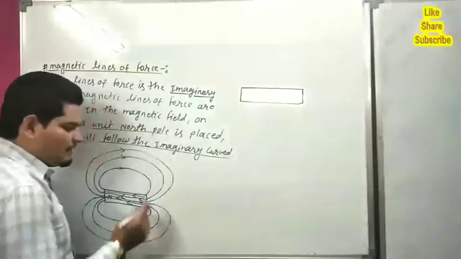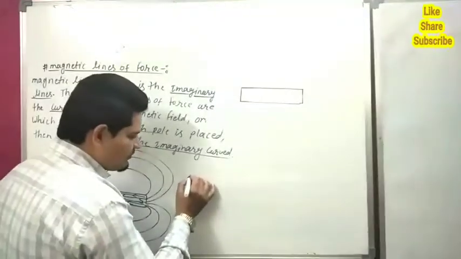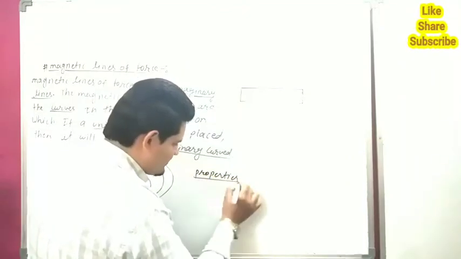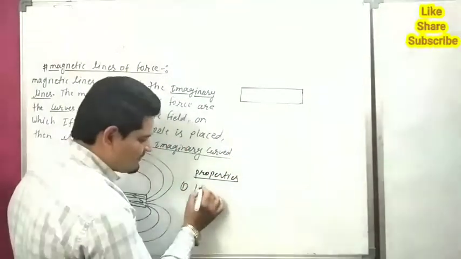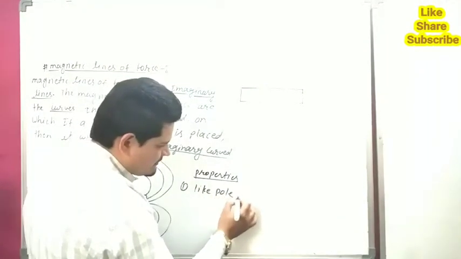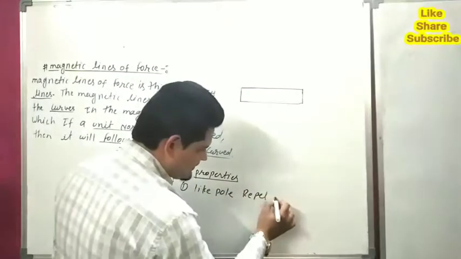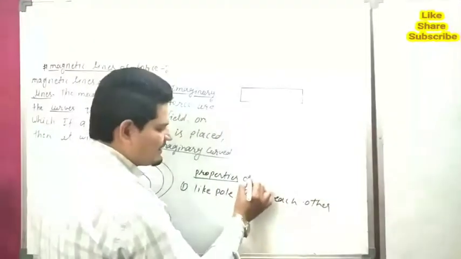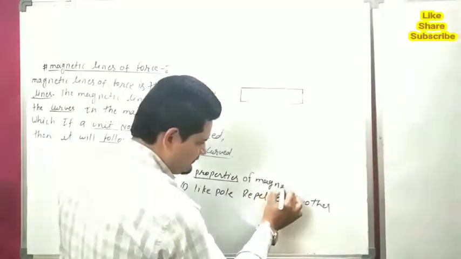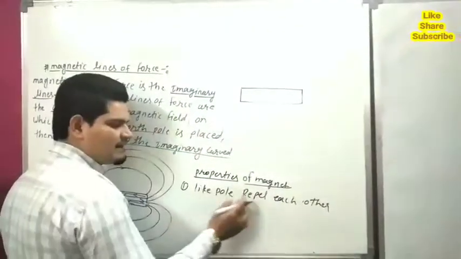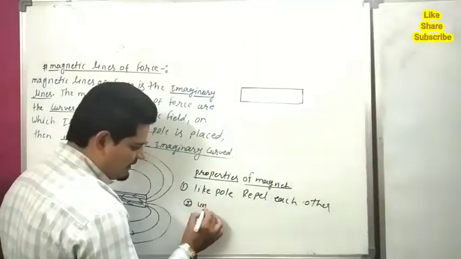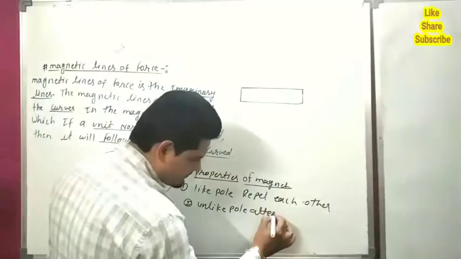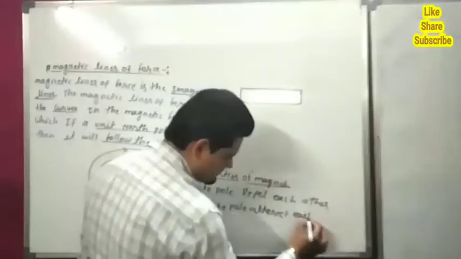There are two properties. First, like poles repel each other. This is the property of a magnet. In a magnet, like poles repel each other and unlike poles attract each other.